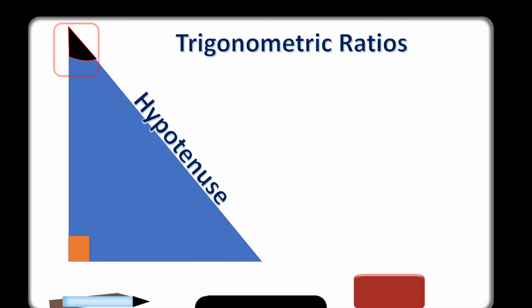Now let's look at our theta in another location. Notice that the hypotenuse remains in the same spot. Let's look to see where our opposite and our adjacent would be in this situation. Again, our opposite would be the side that is across from, facing, or opposite to our theta, and the adjacent would be the side that is next to, touching, or adjacent to our theta.